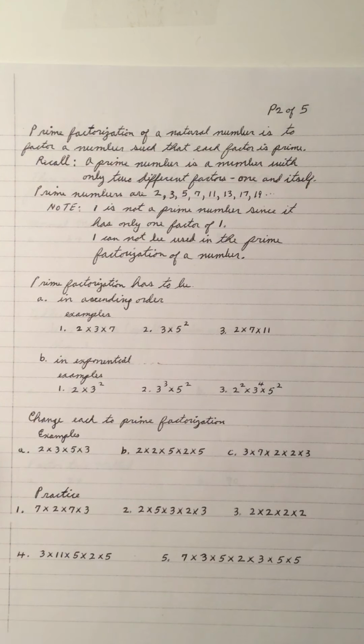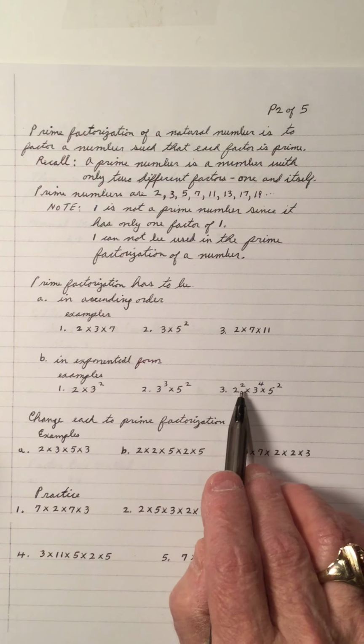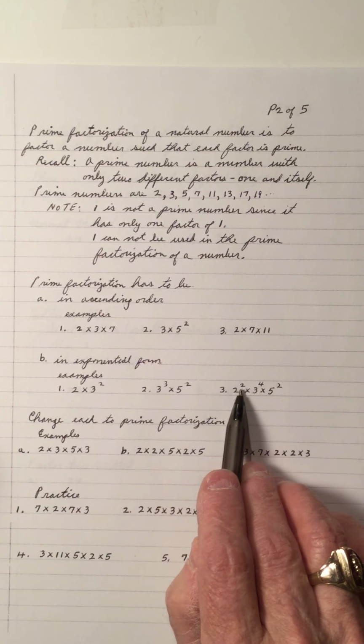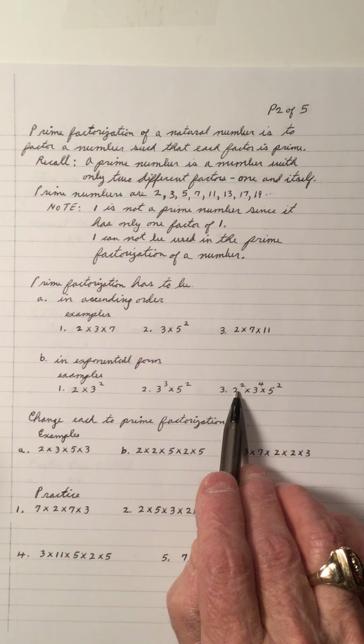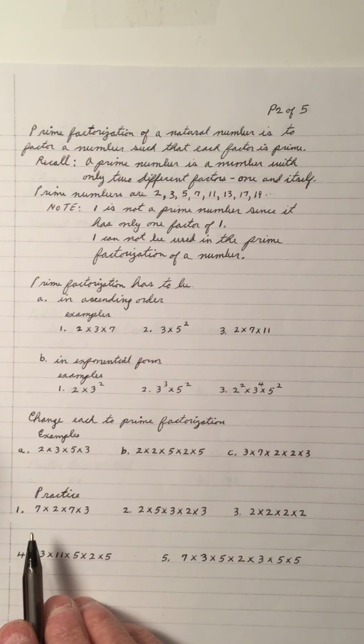In exponential form, exponential means exponent, so 2 and 3 are in order with a power of 2. 3 and 5 are in ascending order with powers of 3 and 2. You have to put them in order first and then the exponential powers or exponents. 2, 3, 5, powers of 2, 4, and 2.